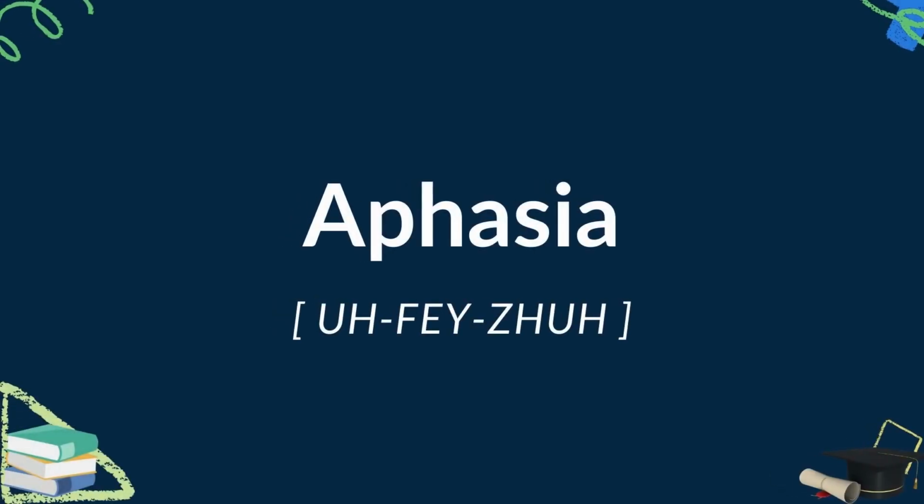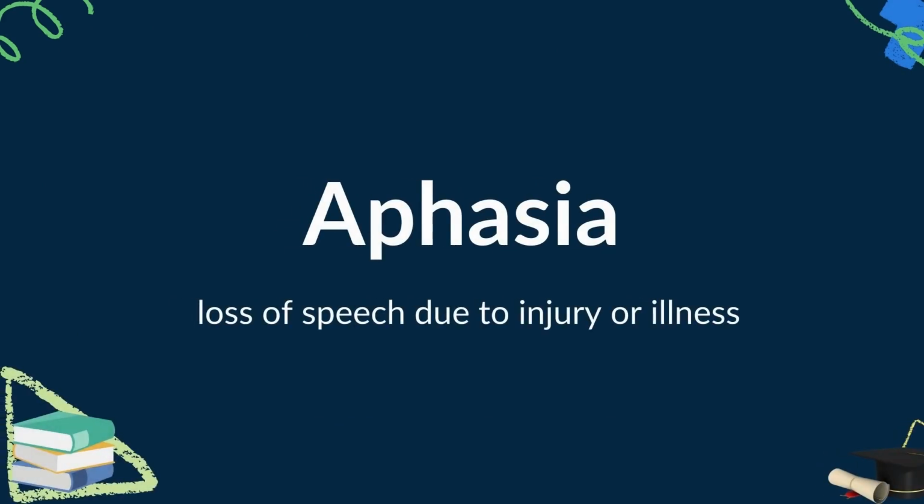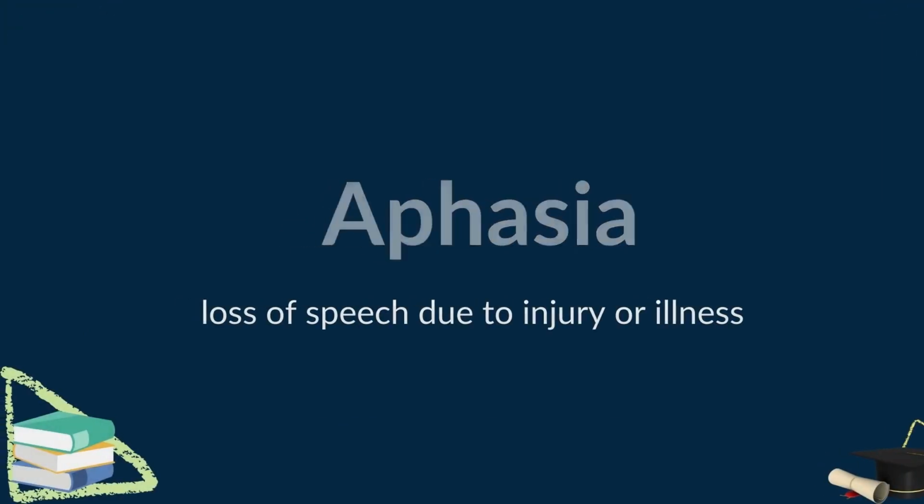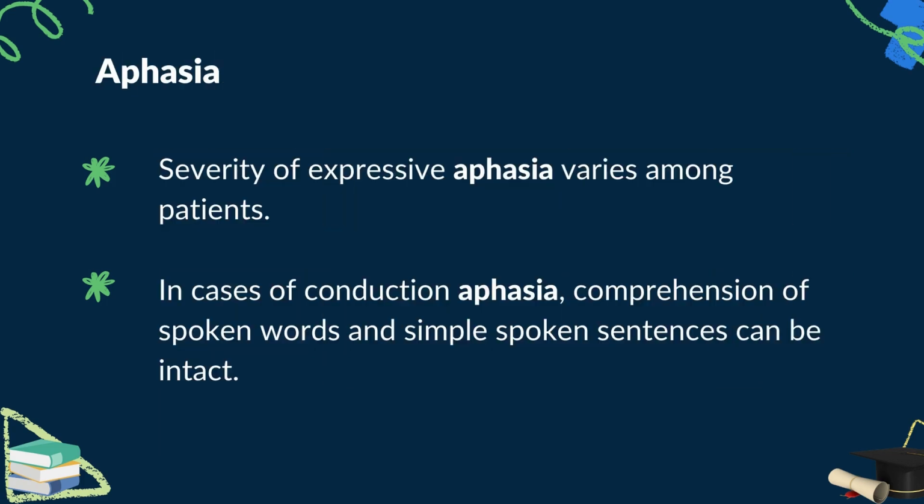The next word is aphasia. A-P-H-A-S-I-A. Aphasia. Aphasia means loss of speech due to injury or illness. Here are some ways you can use the word in a sentence. 1. Severity of expressive aphasia varies among patients. 2. In cases of conduction aphasia, comprehension of spoken words and simple spoken sentences can be intact.